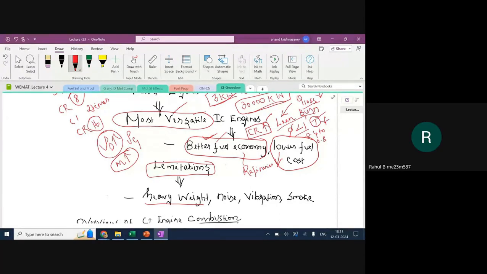Due to the higher compression ratio. For the same reason, exactly. So CR, the compression ratio, is high. When you have a high compression ratio, you are going to have high mechanical stress. Okay, mechanical stress is dependent on the compression ratio. So the components have to be heavy in order to withstand the mechanical stress. So you have heavier components, okay, adding to weight. Any other reason?